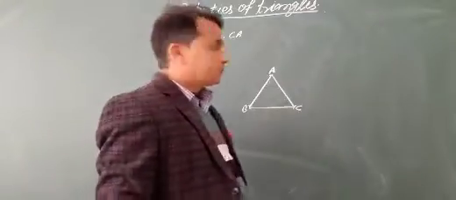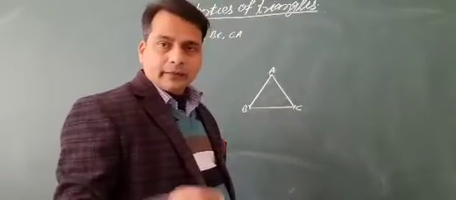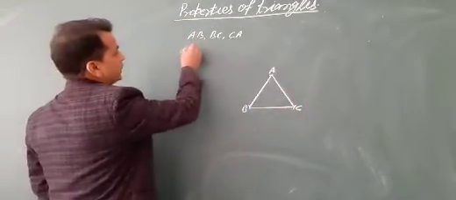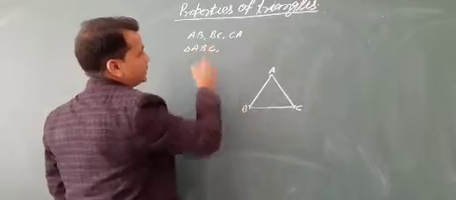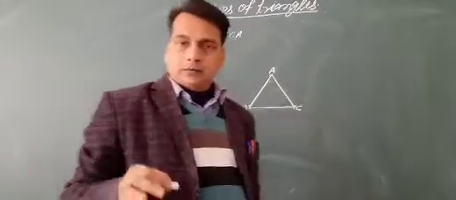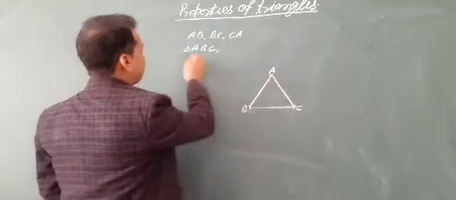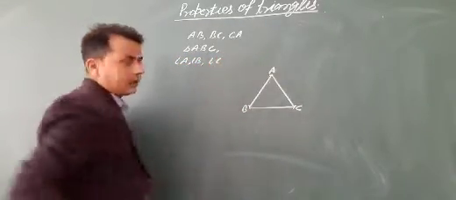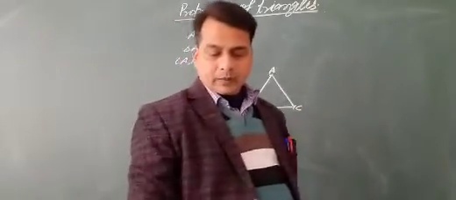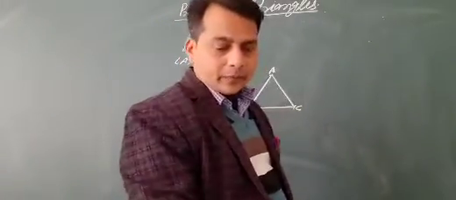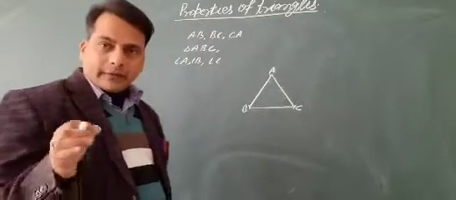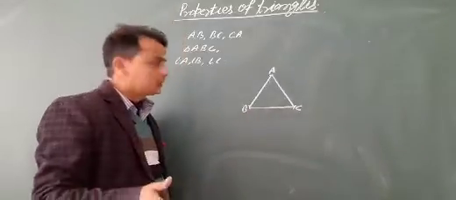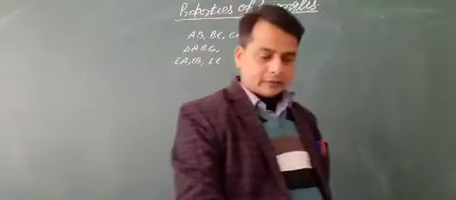Here are the three angles in the triangle. In triangle ABC, the three angles are angle A, angle B and angle C. So the elements of the triangle are three sides, three vertices and three angles.